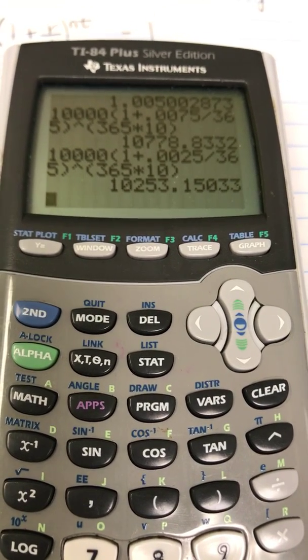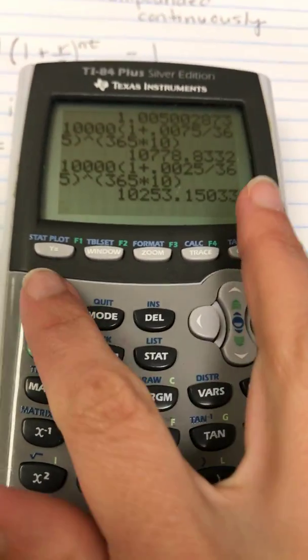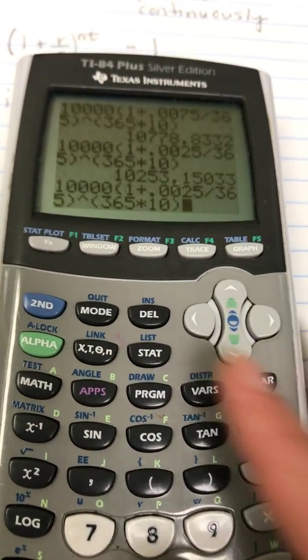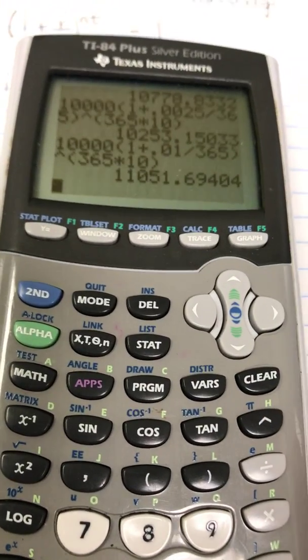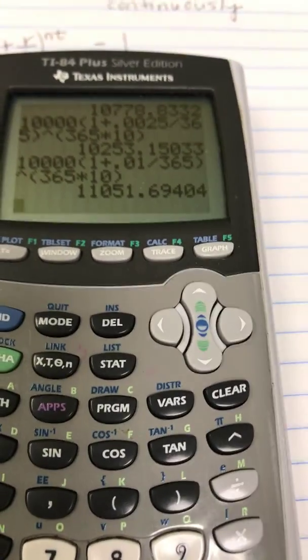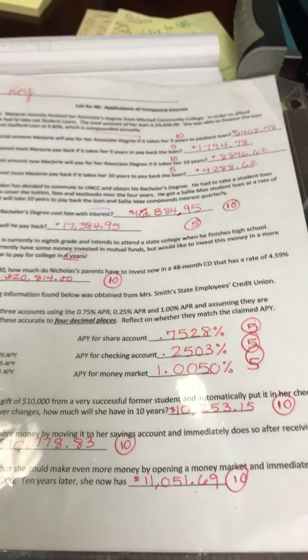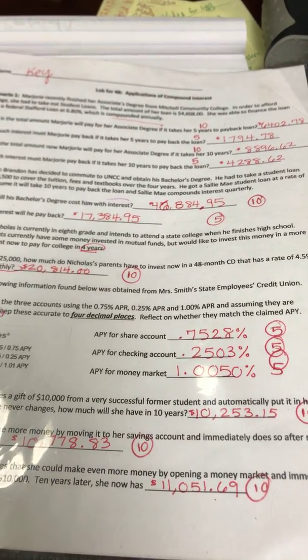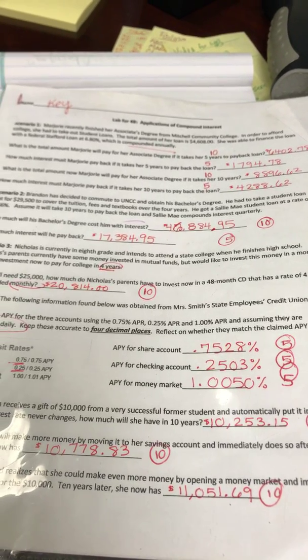And then the 10,778. And then last but not least is the 1% rate. So we're going to change that to 1%. And we get that answer as the last one. $11,051.69. So let me just flash these answers for you one more time. That way, if you missed any of them, maybe you can get a quick look at them or snip a screenshot or something of it. So those are the answers to that lab.